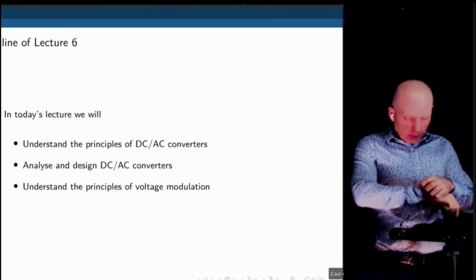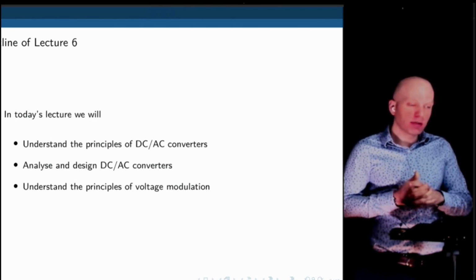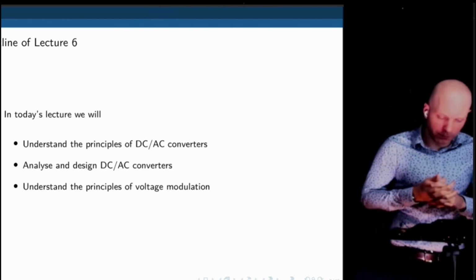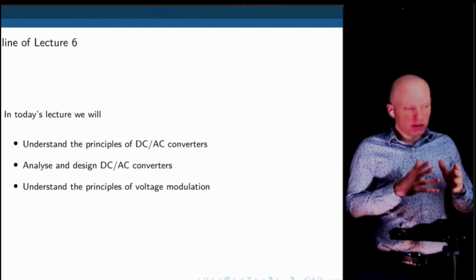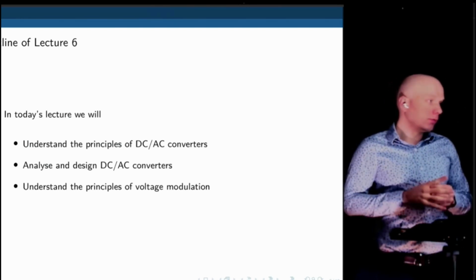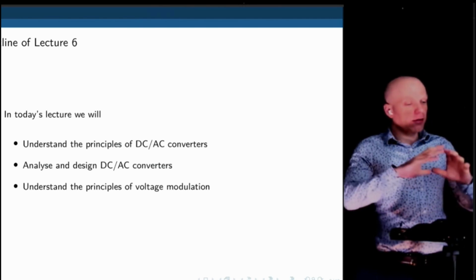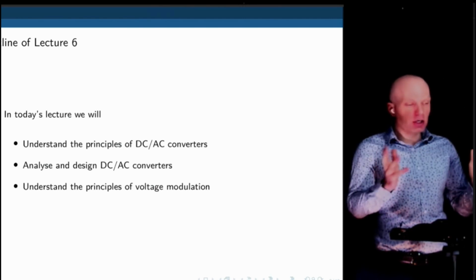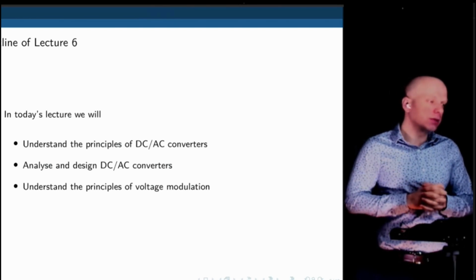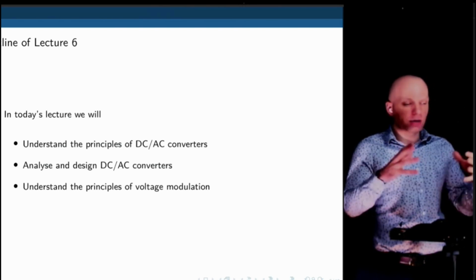So in this lecture, we are going to look at the basics of DC to AC converters, analyze and design them, and understand the principle of voltage modulation in AC. The analysis that will follow can get a bit complicated because you need Fourier transforms to fully understand what is going on. But I'm going to give you just a very rough idea of how we model the harmonics that are generated by this nonlinear system, but I don't expect you to fully understand the concepts behind Fourier transform.